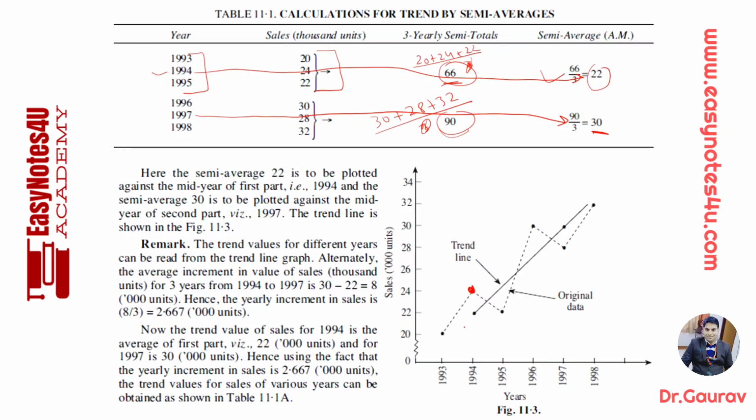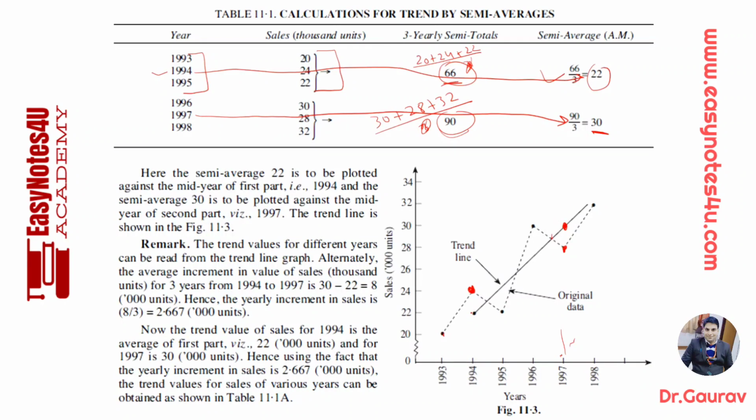1993 में वैल्यू हमारी 20 है, तो वी हैव टू प्लॉट द ऑल वैल्यूज. 1997 में क्या वैल्यू है हमारी, 30. सो वी हैव टू पुट द वैल्यूज हियर. 1997 में हमारी जो वैल्यू है वो 27 है, बट जो एवरेज है वो हमारा 30 है.